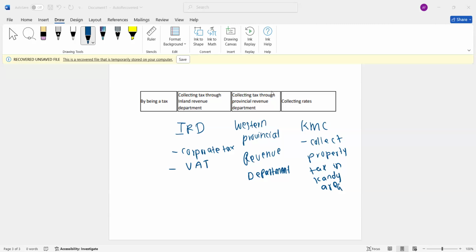IRD is Inland Revenue Department. I usually play Kahoot games. Today I'm going to play one of the old games. Let's see whether you all can remember. Oh, yes. Now it's like this. But this Western Provincial Revenue Department is responsible. They are responsible. That's coming under provincial council aspect, okay? And they're responsible to collect taxes in that specific province. That's why I gave that example.